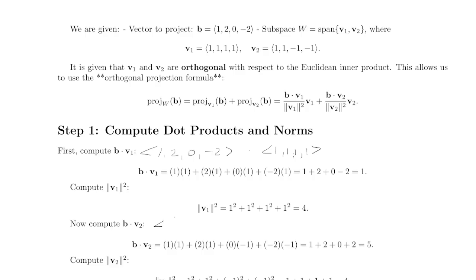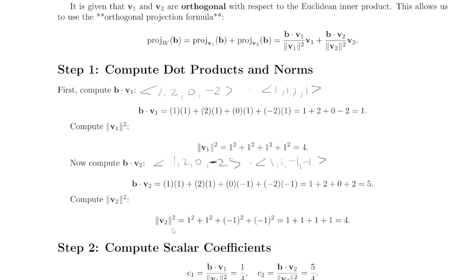b dot v2 now is (1, 2, 0, -2) dotted with (1, 1, -1, -1). Do the dot product to get 5. We can now compute the magnitude of v2 squared, which will just square each of the components and then add them to get also 4. So now we can plug it in.